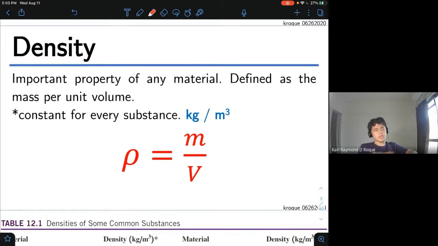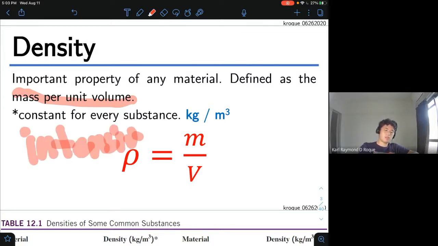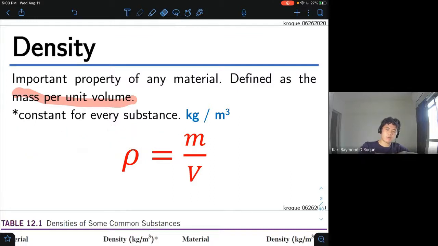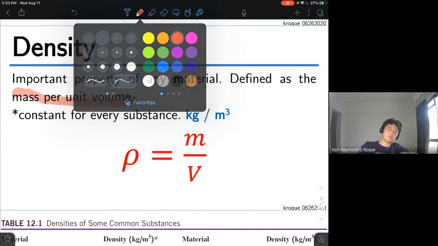Today, we're going to be using the property called density a lot. I know you know this na. Density is an important property of any material, kasi maraming physics properties, chemical properties nagdidepend dahil sa density. It is defined as the mass per unit volume. So, it's constant for every substance. Intensive property, meaning kahit ganong kalaki man or kaliit tong pencil ko, yun pa rin yung density niya. It is rho equals mass over volume.